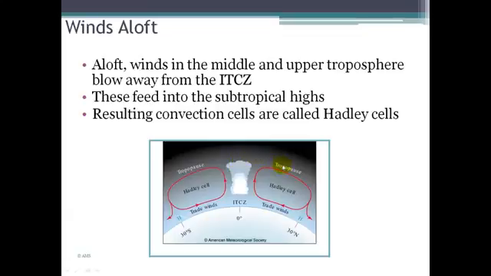So we have this transport of warm equatorial air that drifts in the upper atmosphere poleward in the northern and southern hemisphere, and then it starts to sink or subside around 30 degrees north and south latitude, and the other circulation that we saw begins to kick in.